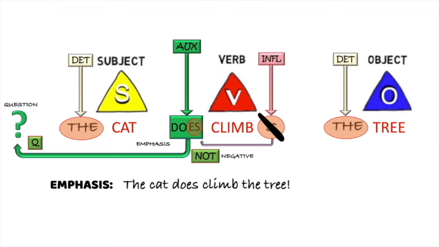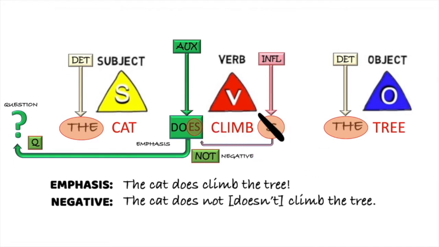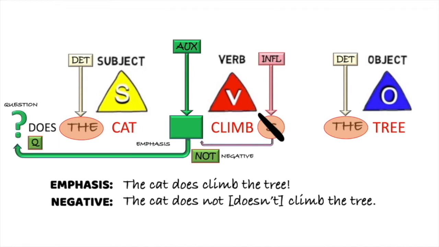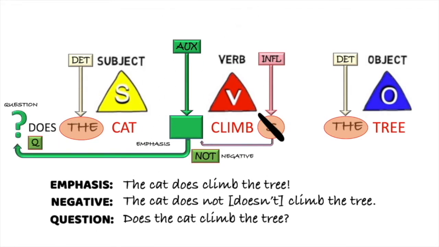We could use that if, for example, someone thinks the cat doesn't climb the tree and we want to disagree. To make the sentence negative, we just add not to the auxiliary. The cat does not, or in conversation, doesn't climb the tree. And to ask a question, we move the auxiliary to the beginning. Does the cat climb the tree?